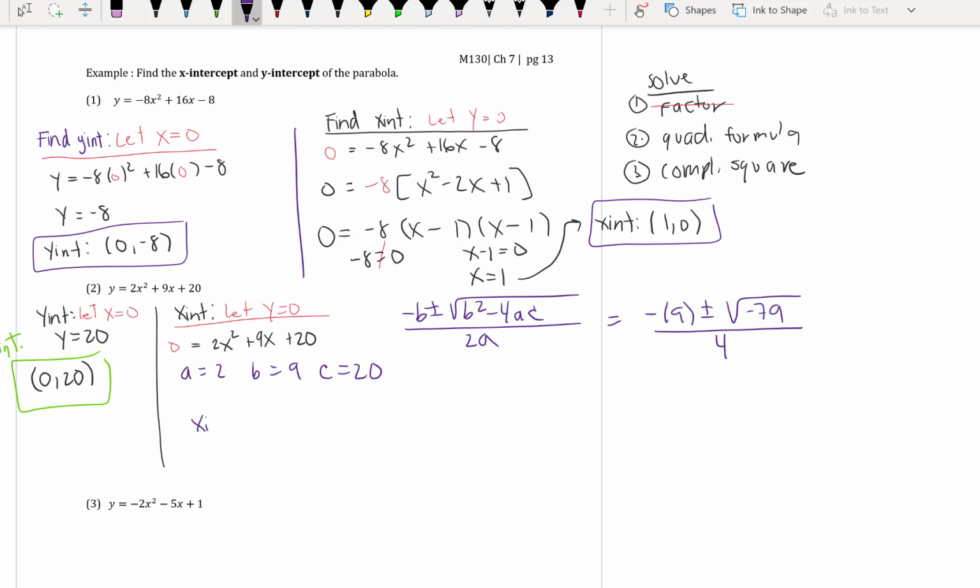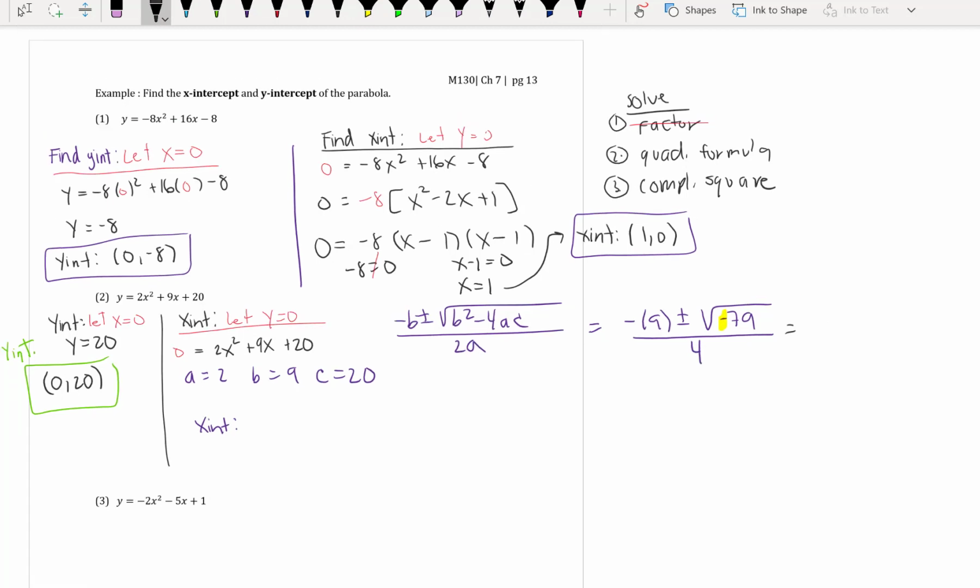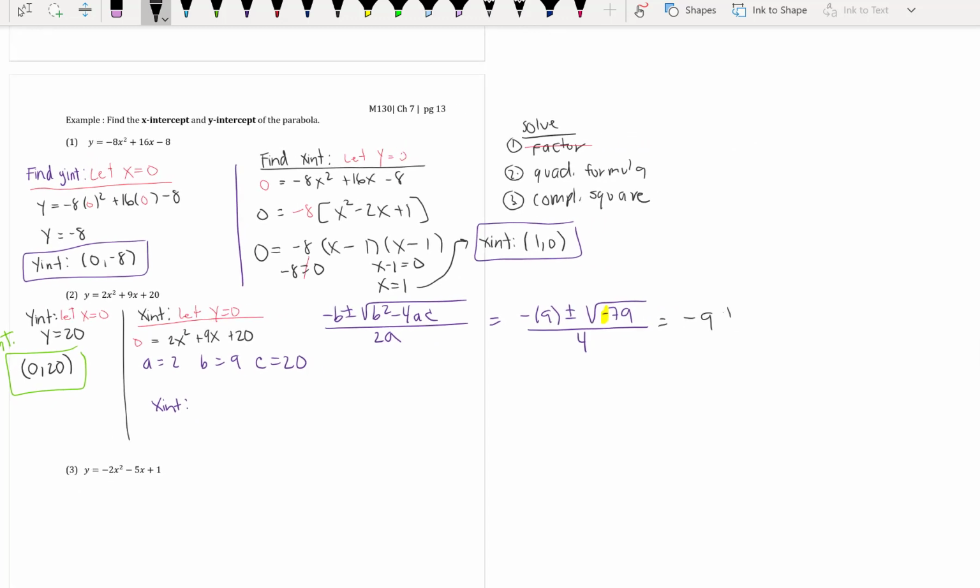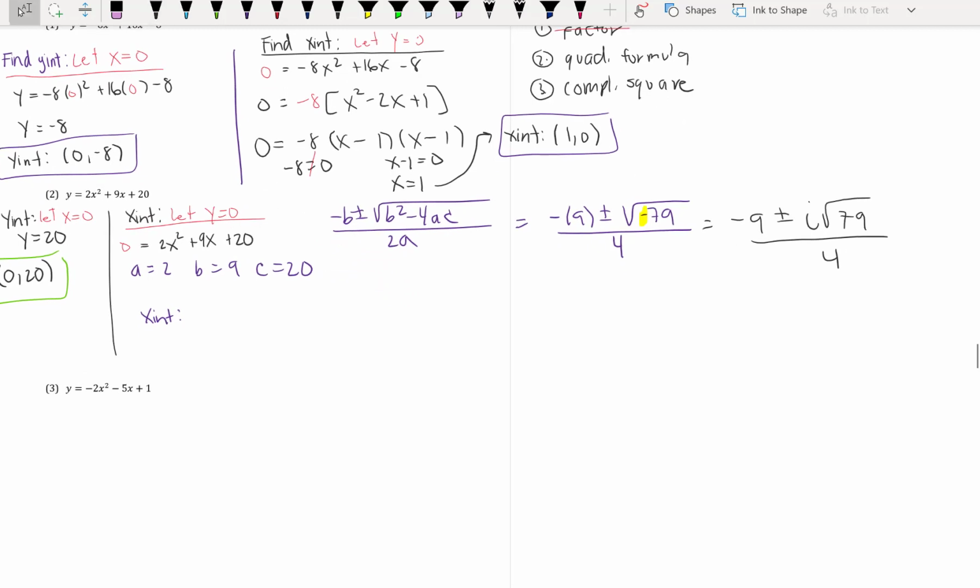So now I know that my x-intercepts, I'm going to have an imaginary number because I have an i there. So this really becomes negative 9 plus or minus i square root 79 divided by 4. So the way I'm going to write that for my x-intercept is going to be negative 9 plus i square root 79 over 4, comma 0, and negative 9 minus i square root 79 divided by 4.